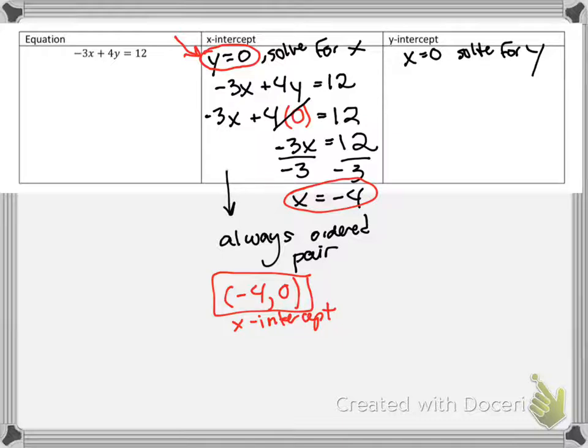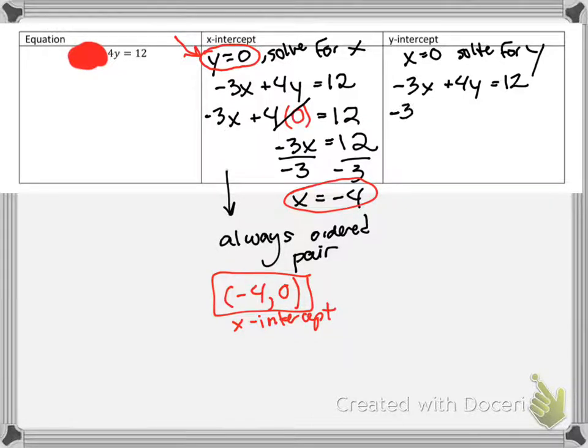All right, let's do the other half. Let's find the y-intercept. So we're still working with the exact same equation, negative 3x plus 4y equals 12. This time, what are we covering up? Well, we're going to cover up the x part. So if you wanted to do the cover method, you can think about covering up that piece. And then ask yourself, well, what's left over? What's left over is 4y equals 12.